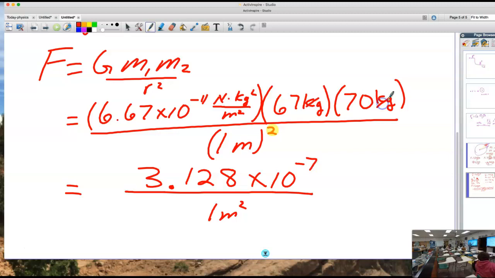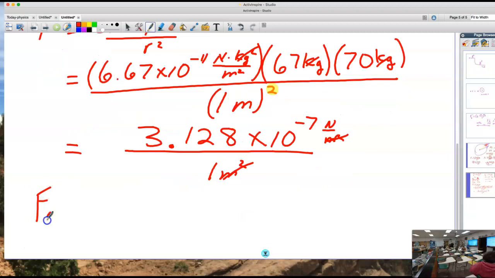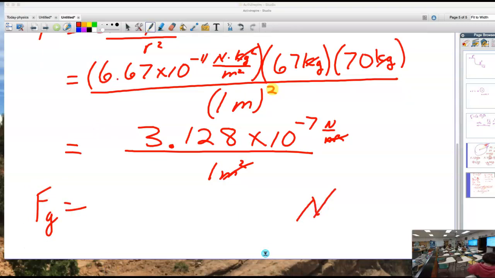And our kilograms are going away. That's going to leave a newton over a meter squared. That's going to get rid of meter squared. That's going to come out in units of newtons. And newtons is what we measure force in the metric system. It's like pounds, but in the metric system. Okay?